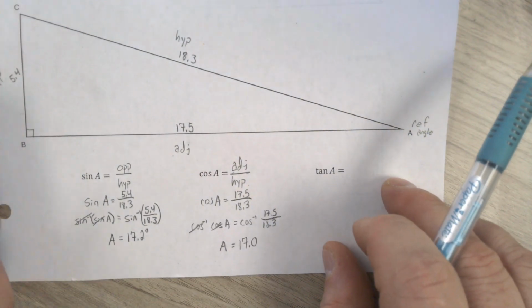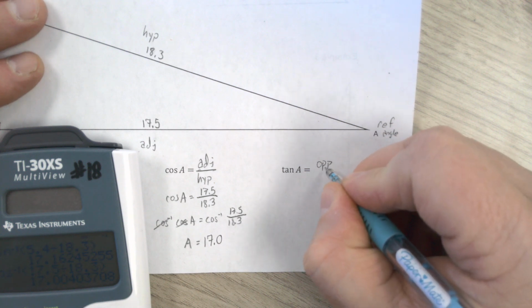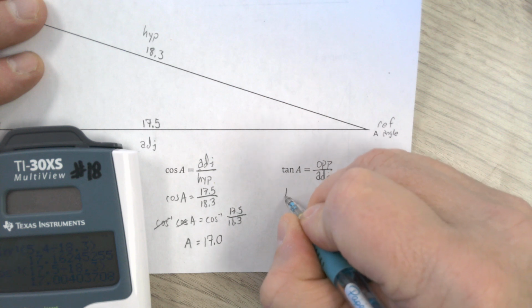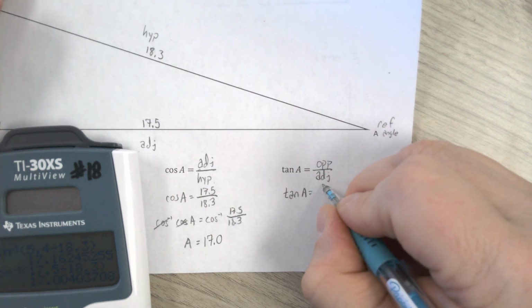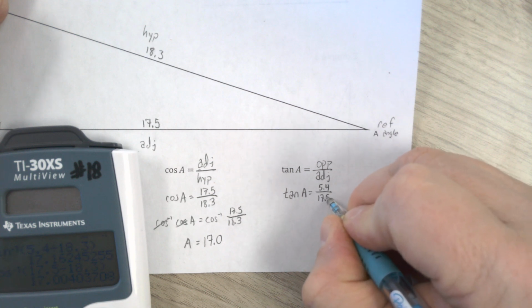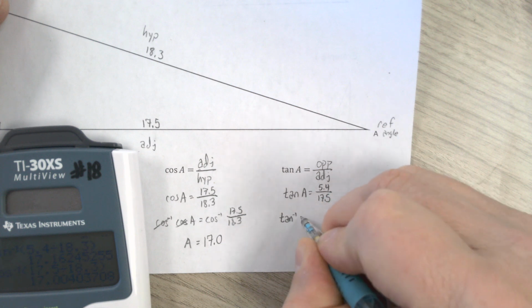And let's go and do the same process with tangent. So tangent is going to be the opposite over the adjacent. So it'll be tangent of A equals 5.4 divided by 17.5. We will inverse tangent both sides.